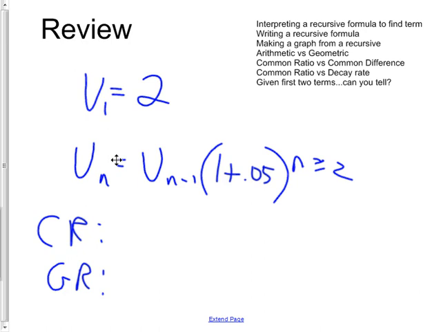Please write down what the 2 things are and show them to the other person, see if they agree with you. The common ratio is one thing, and the growth rate is something else.